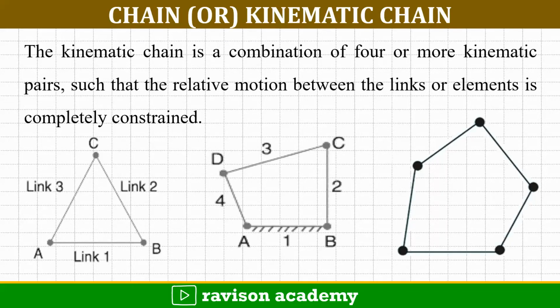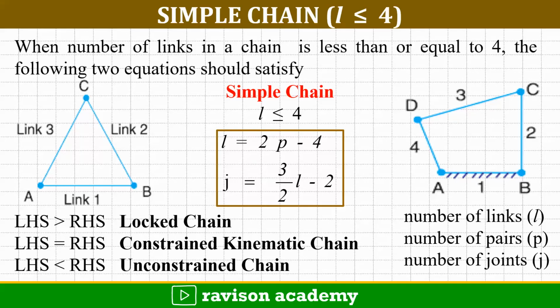Coming to the chain, a kinematic chain is the combination of 4 or more kinematic pairs such that the relative motion between them is completely constrained. In the first picture, you have 3 links connected together. That is called a 3-bar linkage. In the 4-bar linkage, you have 4 links connected together, and in the 5-bar linkage, you have 5 links connected together. Coming to the simple chain, when the number of links in the chain is less than or equal to 4, we classify it as a simple chain.